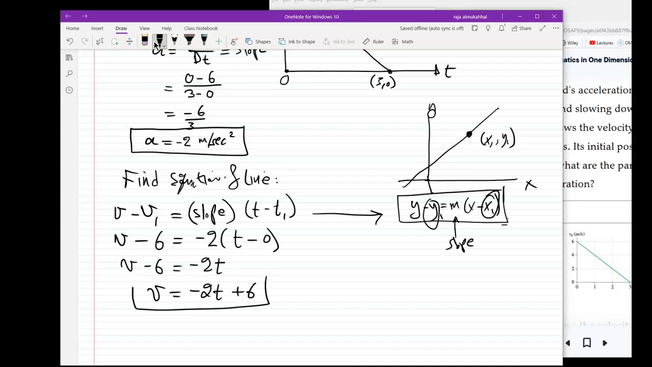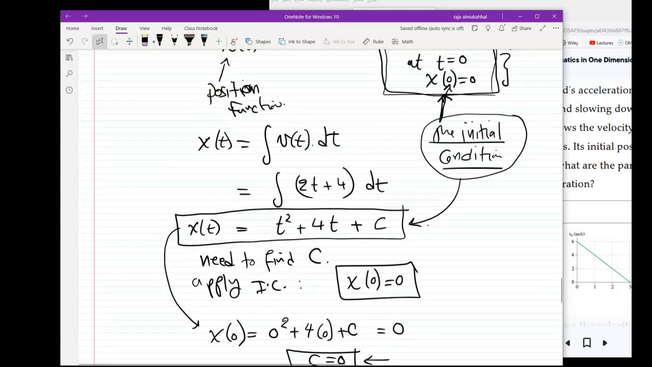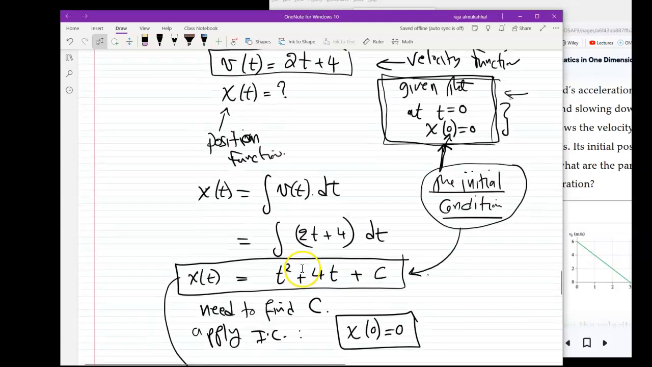And there we go. I have the velocity function, which is very similar to the velocity function that I have done right here. Remember when we do an integration to find the position function? Here it is. I have the velocity, and from that velocity, with the initial condition, I was able to integrate and then find the distance or the position function. Okay, that's exactly what I'm going to do right now.